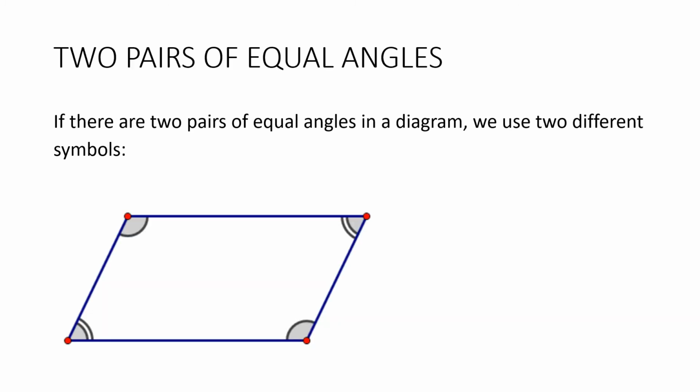Now, if there are 2 pairs of equal angles in a diagram, all we have to do is use 2 different symbols. So this shape is a parallelogram, and opposite angles are equal in a parallelogram, but they're not all equal to one another. So here I've used a single arc to show that these 2 are equal to one another, and here I've used a double arc to show that these 2 are equal to one another. Now it's the same with sides. So these 2 sides are equal and these 2 sides are equal.